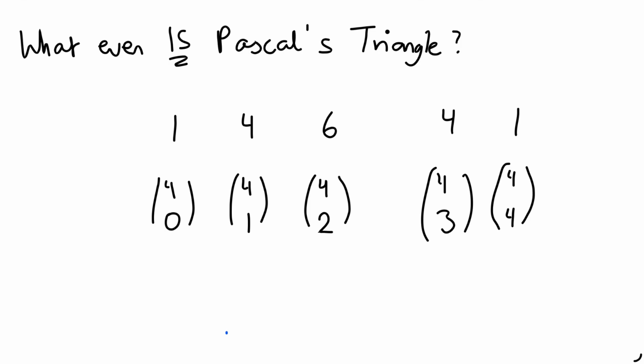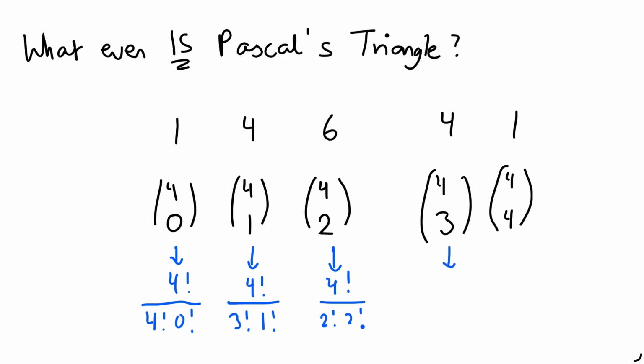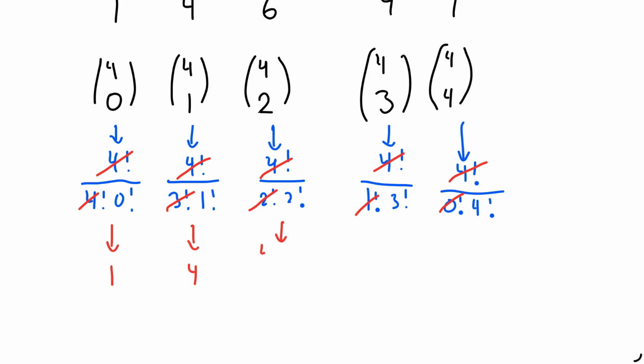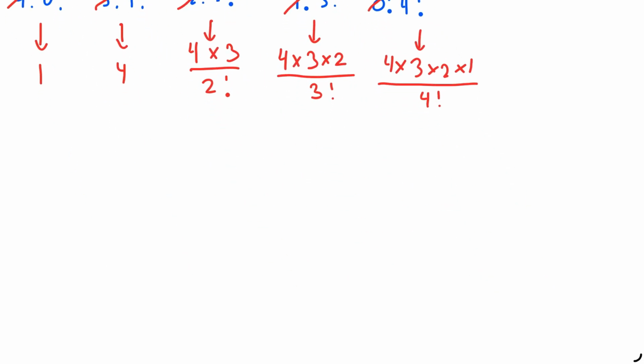Plugging our values in, we get that our 5 numbers are just 4 factorial over 4 factorial times 0 factorial, 4 factorial over 3 factorial times 1 factorial, 4 factorial over 2 factorial times 2 factorial, 4 factorial over 1 factorial times 3 factorial, and 4 factorial over 0 factorial times 4 factorial. And then, if we selectively cancel the numerator with the term on the left in our denominator, we get 1, 4, 4 times 3 over 2 factorial, 4 times 3 times 2 over 3 factorial, and 4 times 3 times 2 times 1 over 4 factorial.